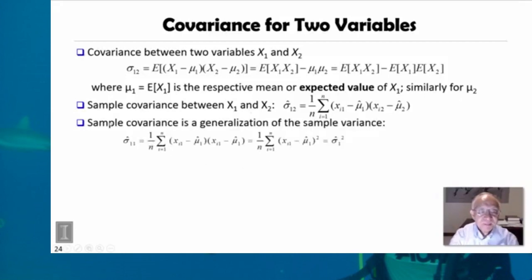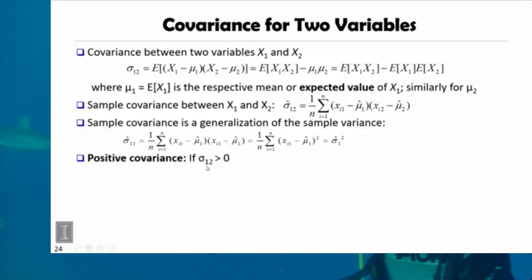The sample covariance can be considered as a generalization of the sample variance. For example, originally we want to look at the covariance of the two variables x1 and x2. But if we replace x2 by x1, that means we just look at the covariance of x1 with itself. Then in the sample covariance formula, we change the variable index from 2 to 1, and mu2 hat to mu1 hat. Then we derive this formula, which is essentially sigma1 hat squared. So we can easily see the sample variance is just a special case of the sample covariance when the two variables are the same.